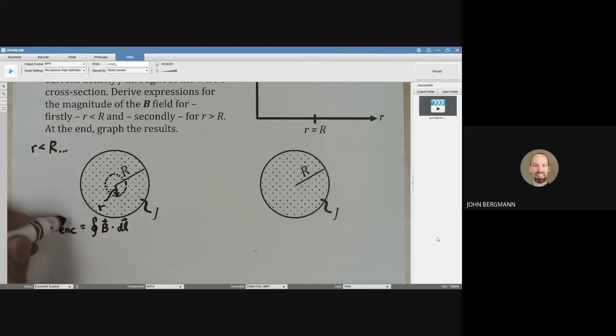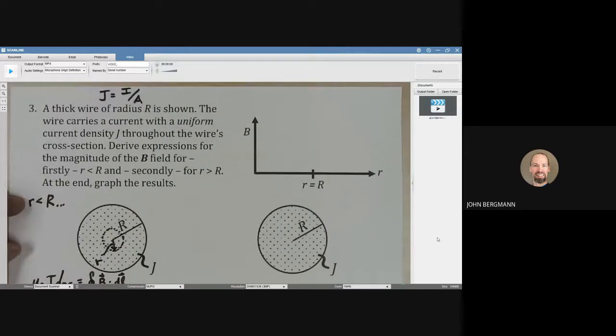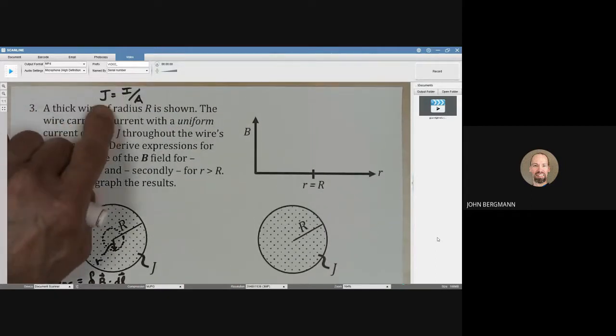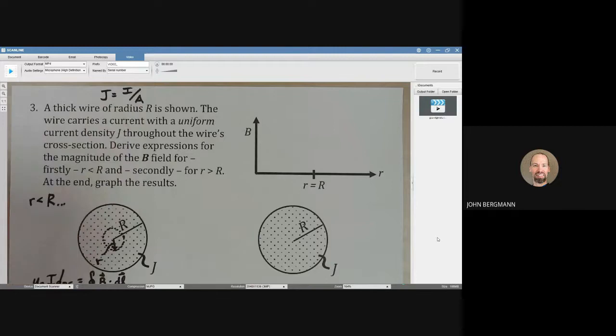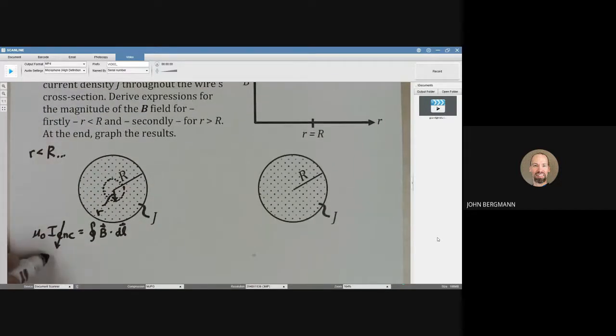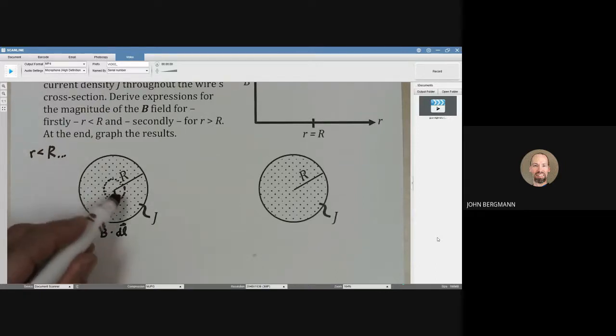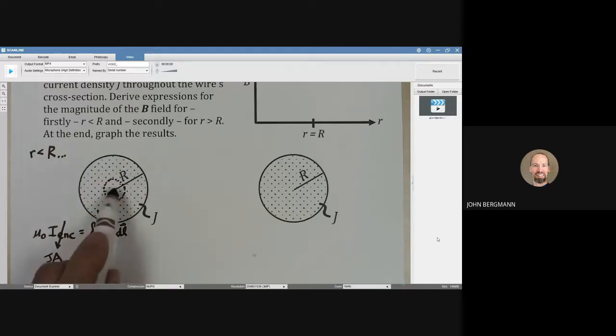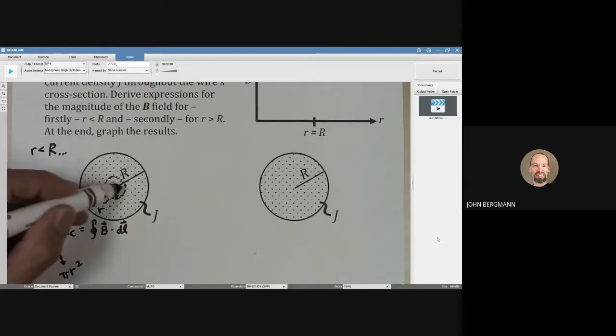What is the current that's enclosed here? The current that's enclosed, if we look at that equation that's at the top of the page, you see that? The current that's enclosed is going to be the current density, which we know, multiplied by the area of that portion. Now, what's the area within this little Amperian loop? See, the current that's on the outside is not enclosed. So the only current we need to worry about is what's inside here. What is that area? That area is pi little r squared. That's the area of that loop.